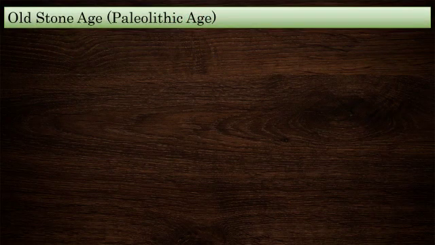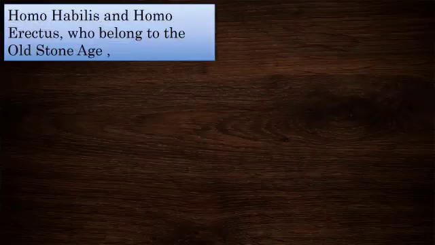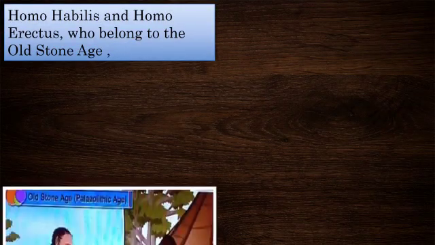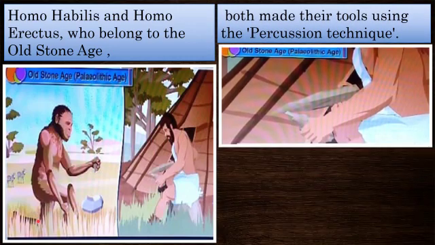So my dear students, we are going to study these three periods one by one in detail, but we are going to focus now on the first period, which is also known as Old Stone Age or Paleolithic Age. Homo habilis and Homo erectus belong to the Old Stone Age period, and both made their tools using the percussion technique.